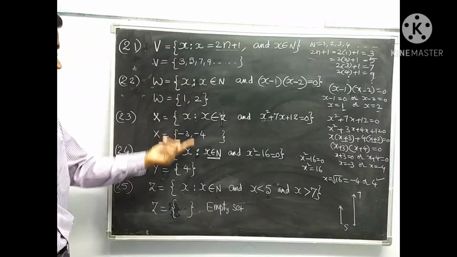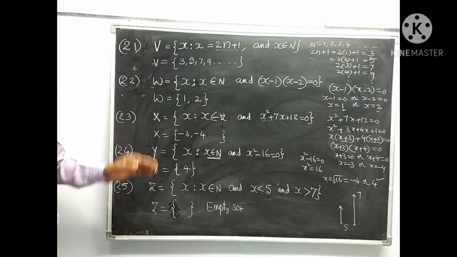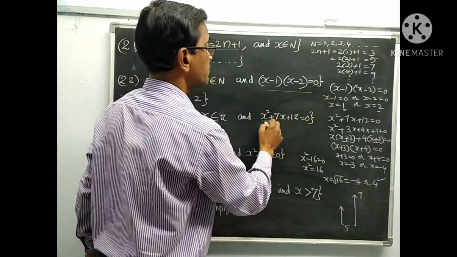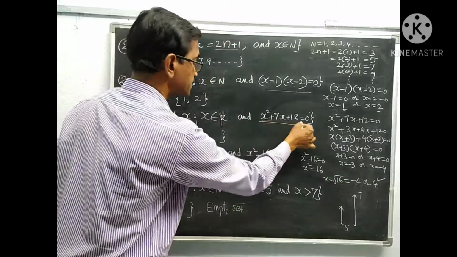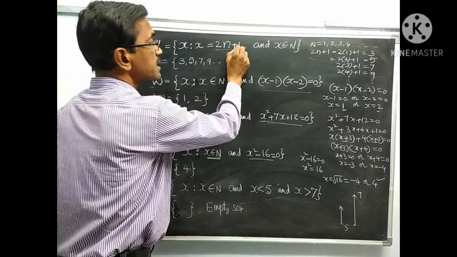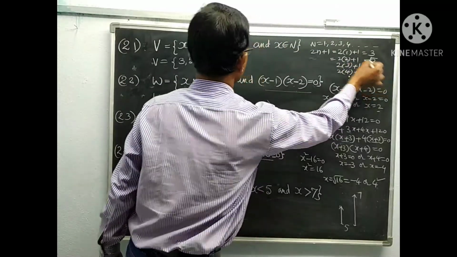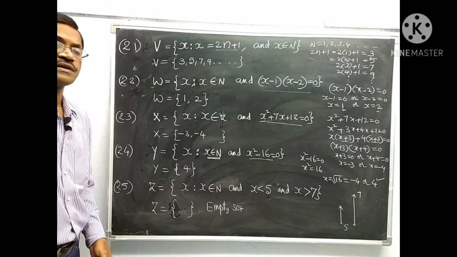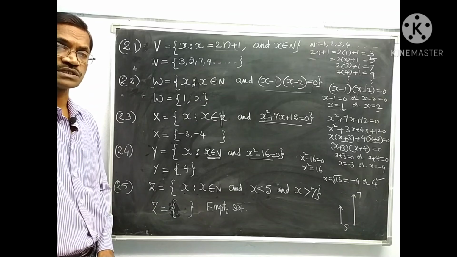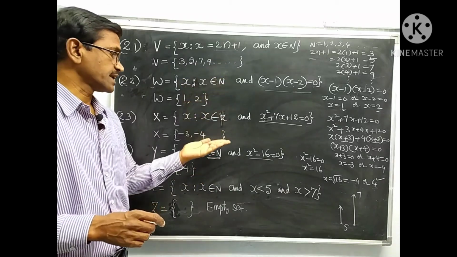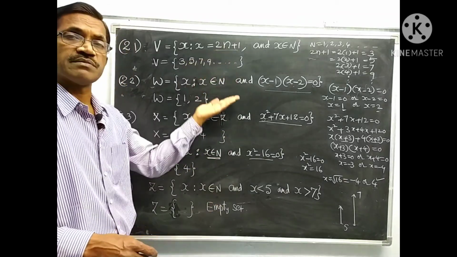In this way, in these questions 21, 22, 23, 24, we have to do some work, we have to solve. If an equation is given, we have to solve and write the answers. If the rule is given, we have to substitute the values in that rule and write the elements. Okay, in these 25 questions, I have covered all the various types of questions. I think you might have understood how to write the roster form of the sets when the set builder form is given.